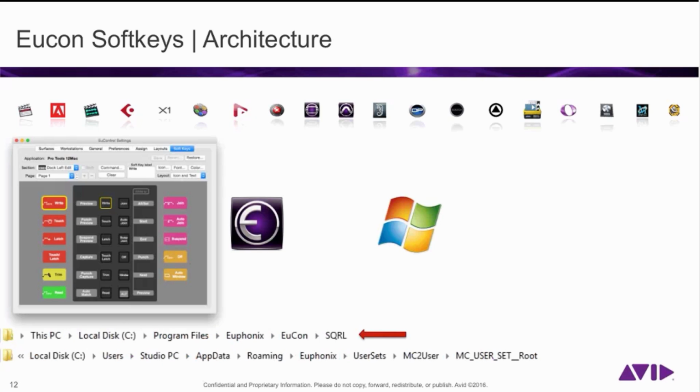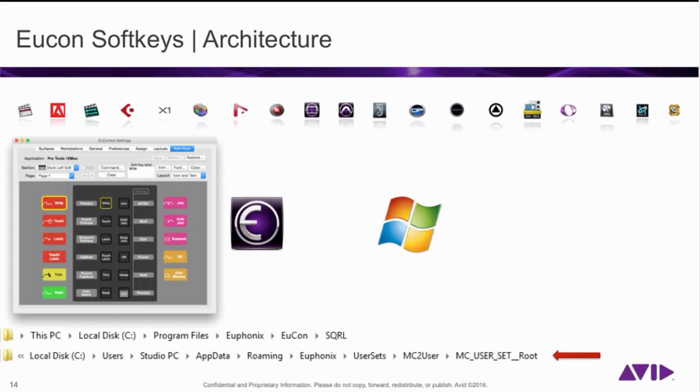Let's take a quick look on the Windows side. Default app sets are again in the SQRL folder, while the user app sets are over here in the MC user set root folder. Note that the app data folder is a hidden folder, so you're going to need to turn off hidden folders in Windows. See Professor Google for instructions on how to do that if you're not familiar already.